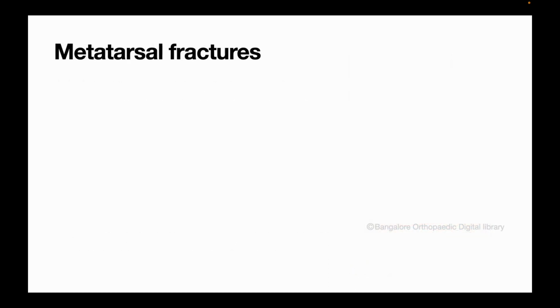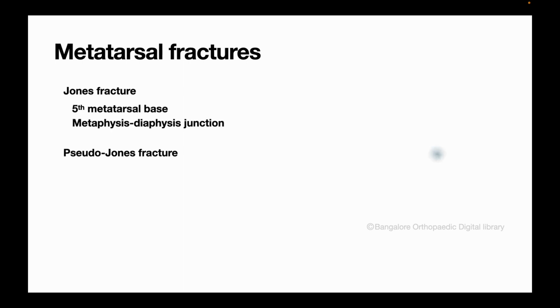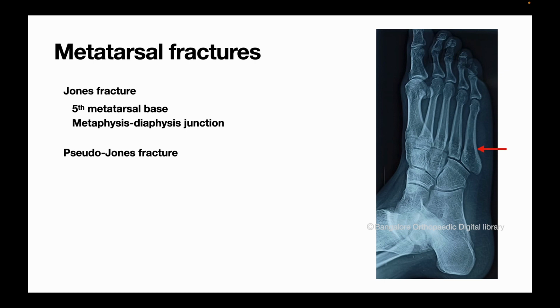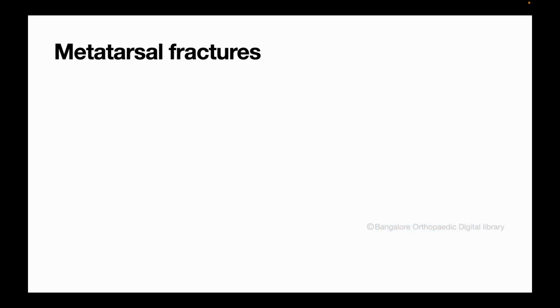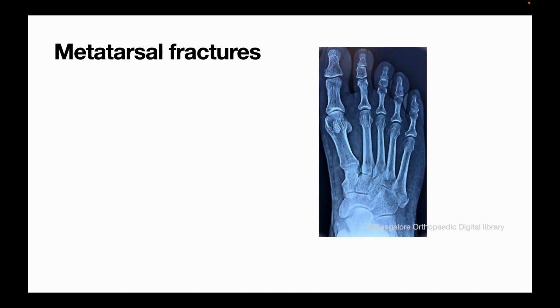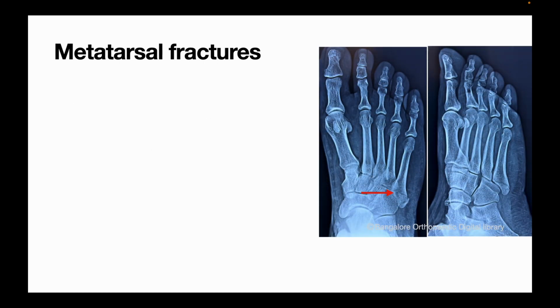The last topic in this presentation is fracture of the metatarsal bones. Fracture in the fifth metatarsal base can either be a Jones fracture or a pseudo-Jones fracture. Jones fracture occurs at the metaphysis-diaphysis junction, and the pseudo-Jones fracture is an avulsion fracture of the attachment of the peroneus brevis tendon at the base of the fifth metatarsal. Here is a pseudo-Jones fracture marked.